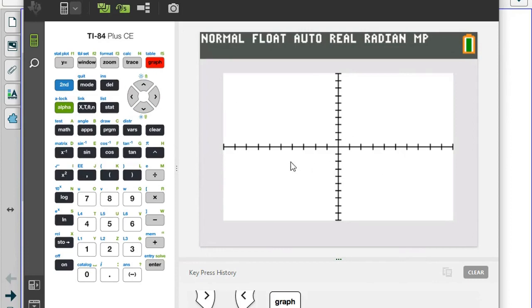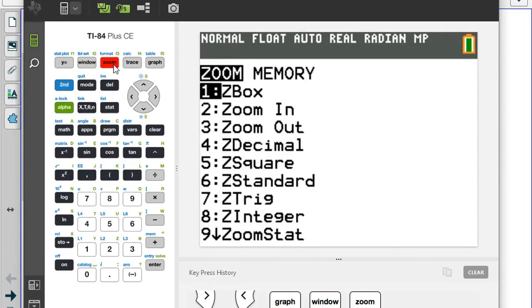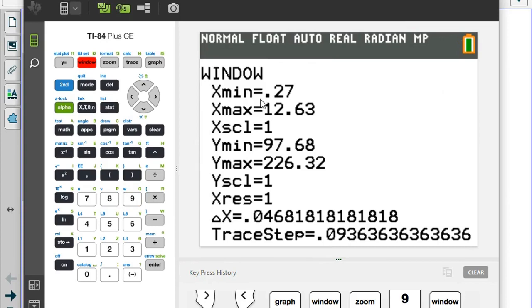Oh, well, that's not good. My window is from -10 to 10, so that's not actually getting me what I want. If I want to get my statistics visible, I go to the zoom button, then I hit number 9. That's zoom stat. Zoom, then number 9. Now what happens is my window has zoomed out. So notice my X min and max and my Y min and max have changed considerably.